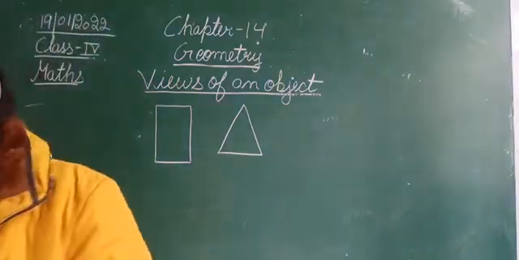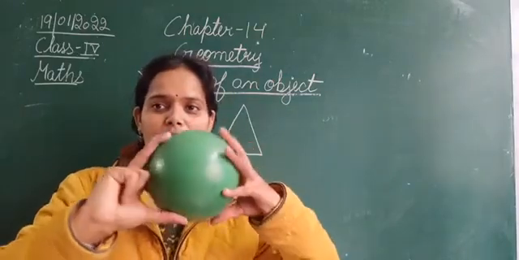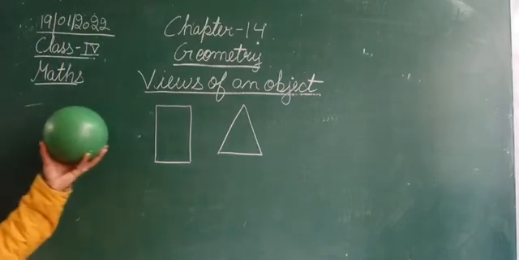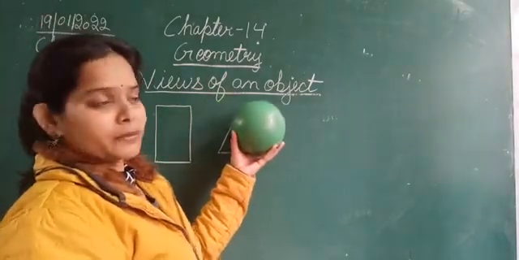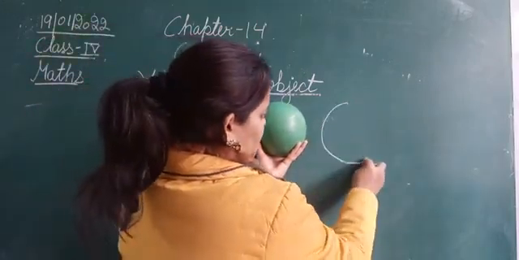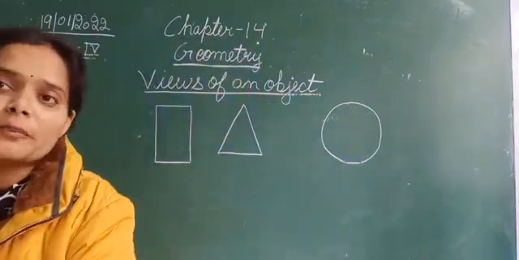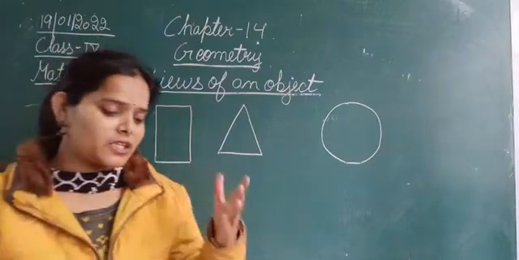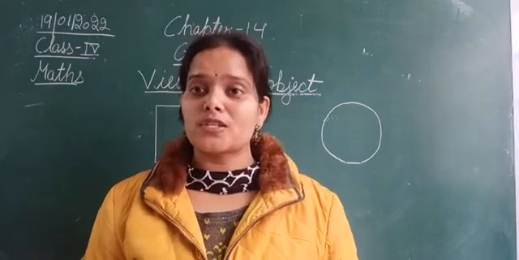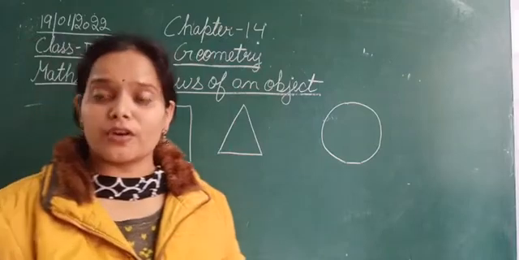Next, take the other example. So I am taking this ball. Now this is a ball, so it's spherical in shape. But if we look at it from the front, how does it look like? It is looking like a circle. So how the object appears when we see it from its front view, that is known as view of an object. So this is what we are going to discuss in exercise 14.6.